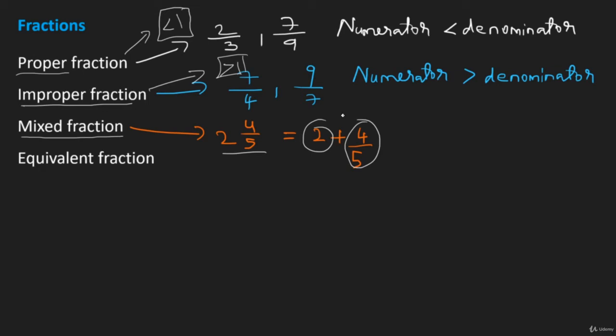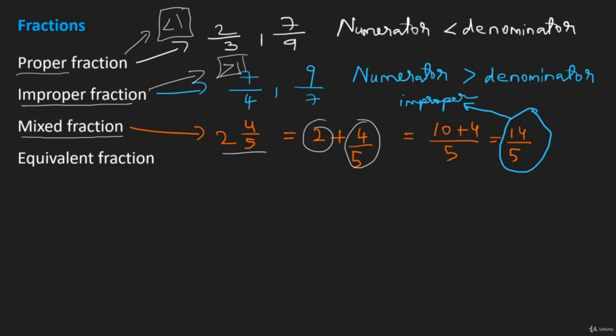Now, let's see how we can convert a mixed fraction into an improper fraction. I can write 2 as 2 by 1, right? 2 is the same as 2 by 1, and I can multiply the numerator and denominator with the same number. So 2 is nothing but 10 by 5. Therefore, if I replace 2 with 10 by 5, I can write 2 plus 4 by 5 as 10 by 5 plus 4 by 5. So I add the numerators and I keep the denominator the same. So that is equal to 14 by 5. So 2 4 by 5 can also be written as 14 by 5. And you can note that 14 by 5 is an improper fraction.